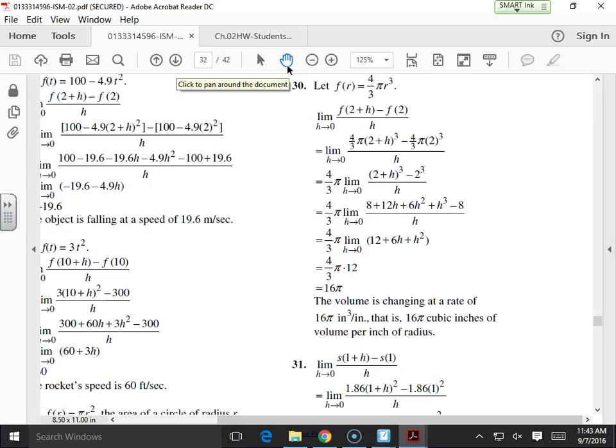The idea is there. So at the end of the day, whether you use the limit definition or derivatives, either way, you get 16 pi.